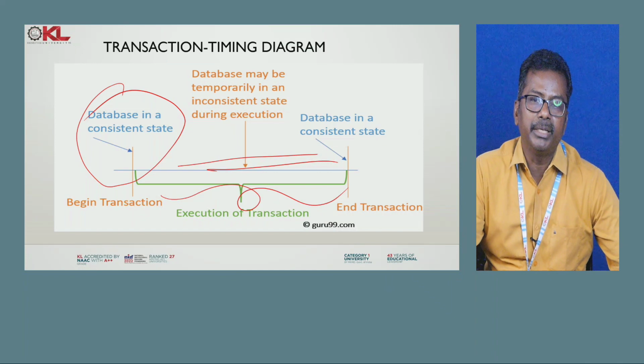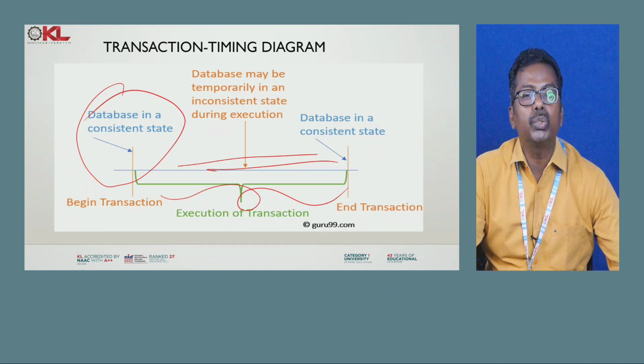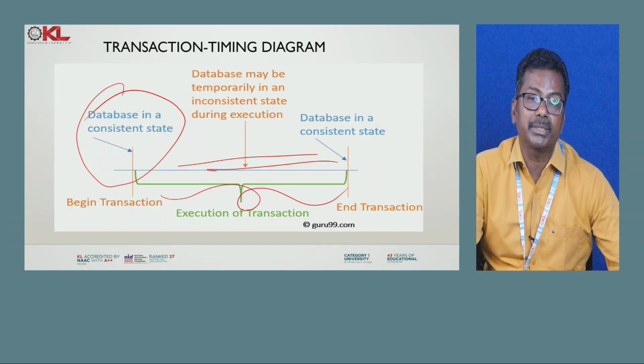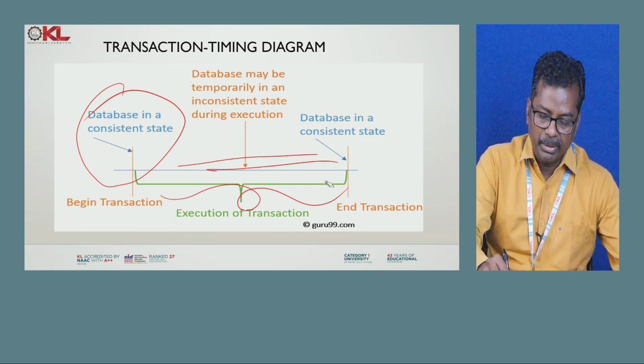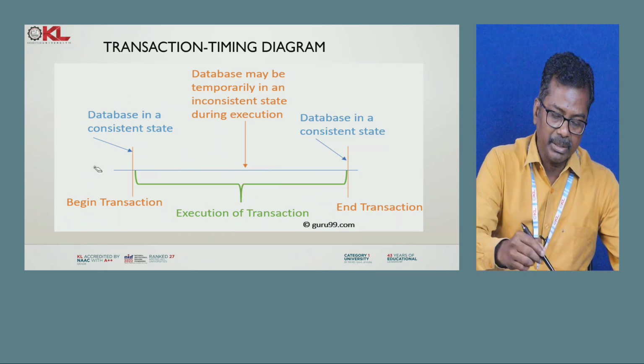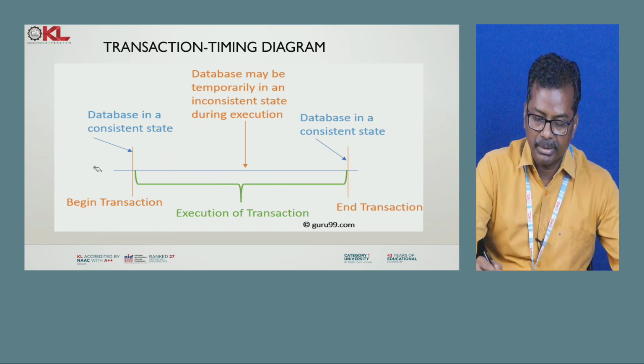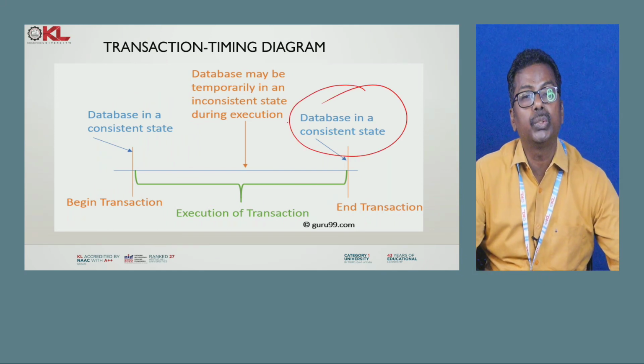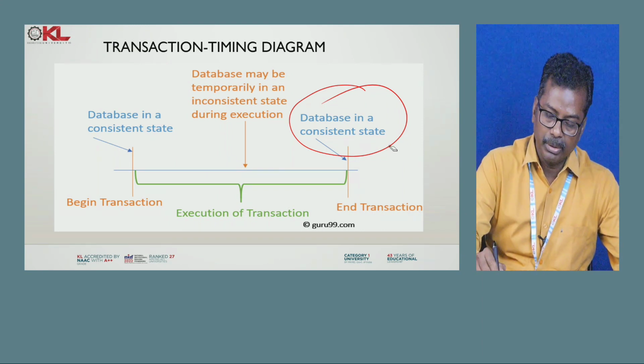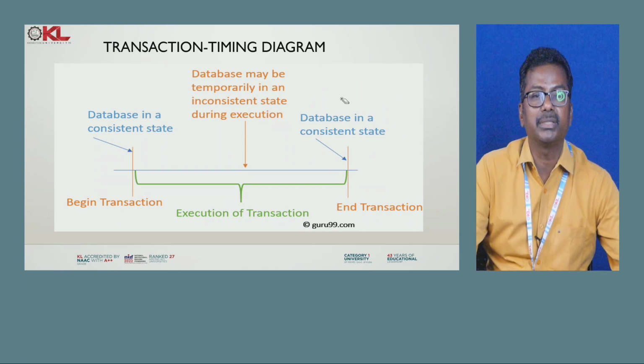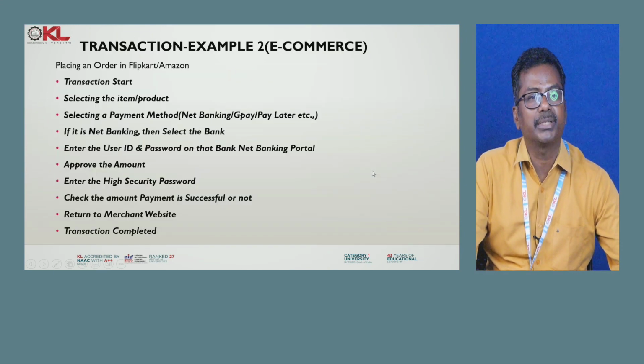So in both the accounts, your account and your friend's account, the amount shows correctly. Those states are called consistent states: a consistent state before the transaction and a consistent state after the transaction. At the end of the transaction, once again the database comes into a consistent state successfully. Okay, so this is very, very important as far as this timing diagram is concerned.